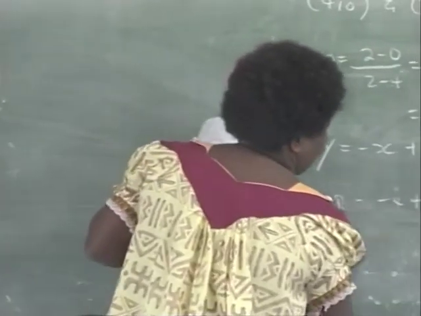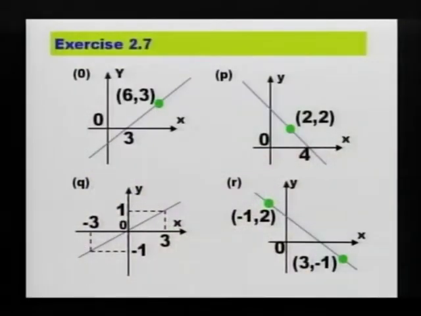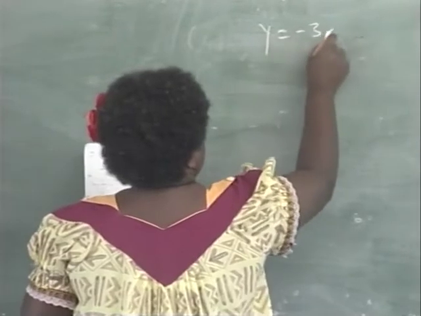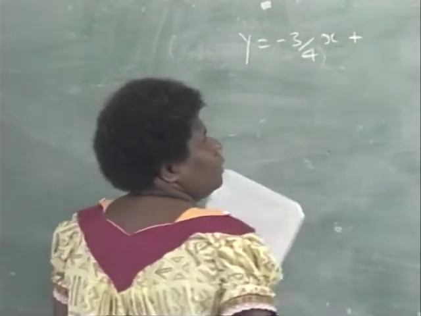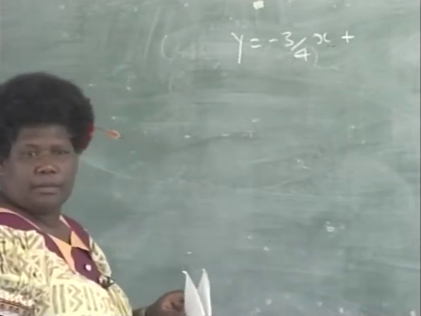Y equals a third x. You all get y equals a third x? Okay. Letter R. Miriam, your answer to letter R, please. Y equals negative 3/4 x plus 1 1/3. Is it 1 1/3? Y equals minus 3 on 4x plus 1 1/3, which is 4 on 3. Is it 4 on 3?